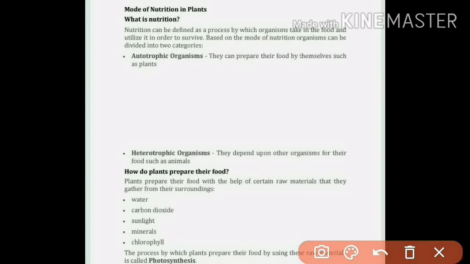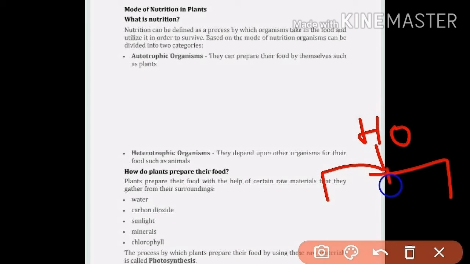But I will discuss this topic. So let's discuss this topic. I'm referring to heterotrophic organisms here as HO. Three parts. First is herbivorous, H. Carnivorous, C. Omnivorous, O.